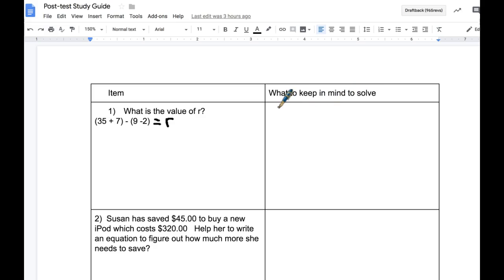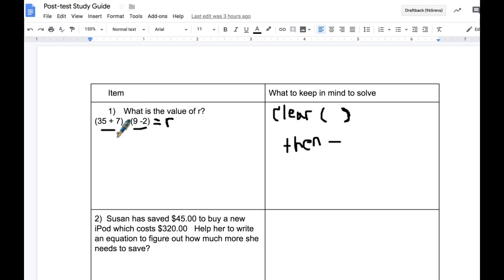Okay, so I'm sure you put down clear parentheses. This is order of operations. And we've got two sets of parentheses. We have to clear those, then subtract. Okay, so we're going to clear the parentheses.